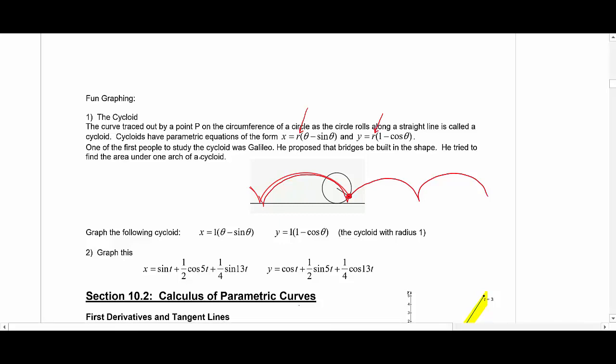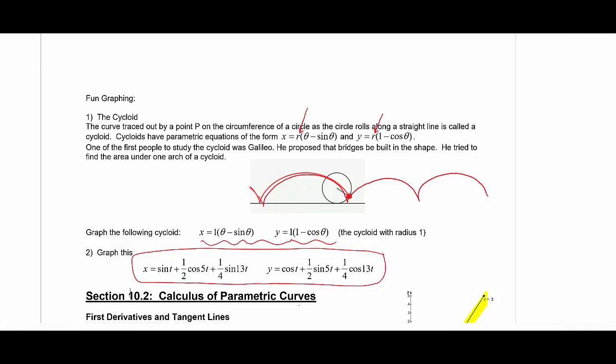And one of the first people to study these was Galileo, and he proposed that bridges be built in this shape. And he was trying to find the area under one arch of these cycloids. So you can graph this cycloid if you want on your calculator. That's the cycloid with radius of 1. And then this leads you to some other fun graphing if you want to take a look at some other fun pictures. You can play around with that. I hope you found this introduction to parametrics helpful.